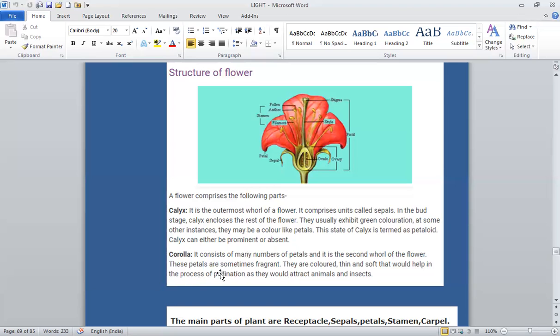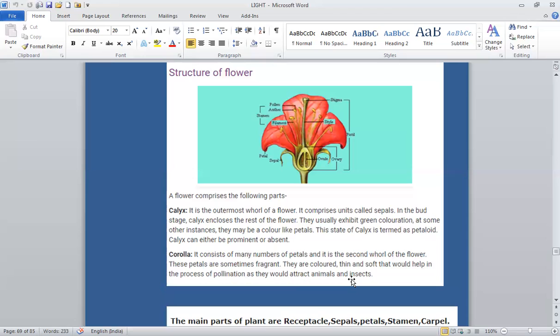These petals are sometimes fragrant. Fragrant means they have smell. They are colored, beautifully colored, thin and soft. That would help in the process of pollination as they would attract animals and insects. So their main function is to attract insects for pollination.